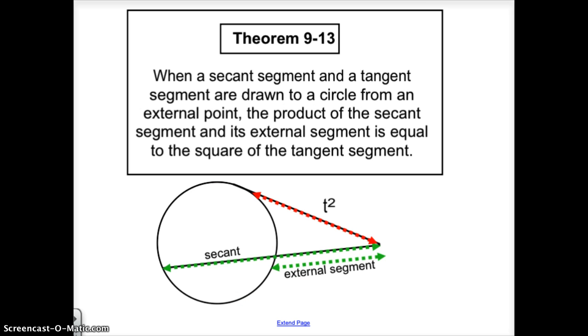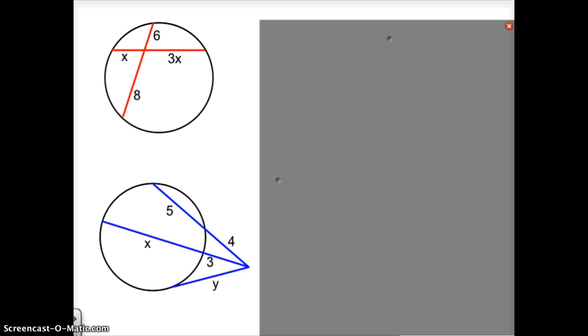The final theorem in the lesson is when we take a tangent and a secant and we use the same properties. The square of the tangent segment is equal to the external segment times the entire secant. So when we do this again, the biggest mistake is to take the chord and multiply it times the external segment of the secant and not take the entire secant. Here are some examples that follow.